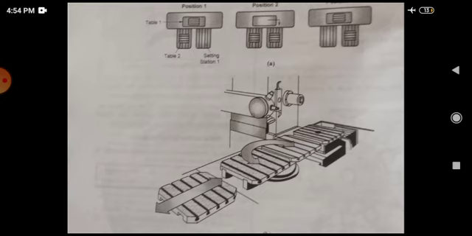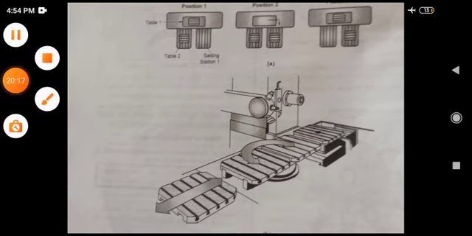Then DNC machine tools we will study in the next lecture. We will stop here. Thank you.